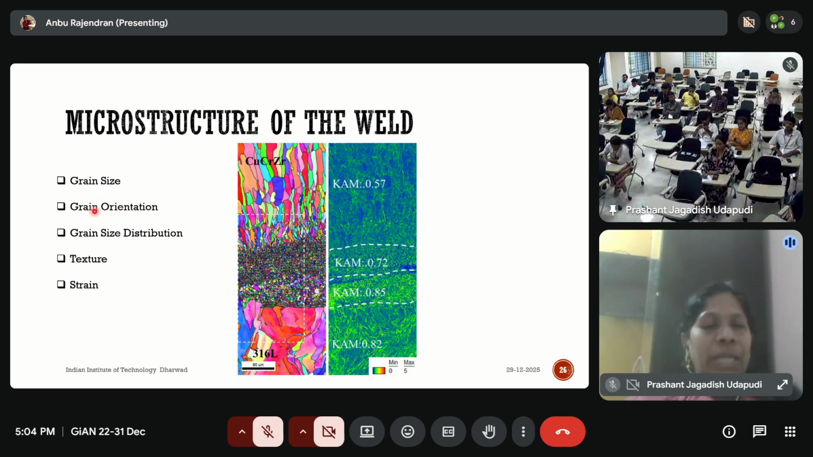Orientation of one grain with respect to another grain can be studied by using the EBSD method. Grain size distribution can be coarser, finer, elongated, so the size distribution map you will also get by using EBSD. And texture: the orientation of grains with respect to a particular direction.